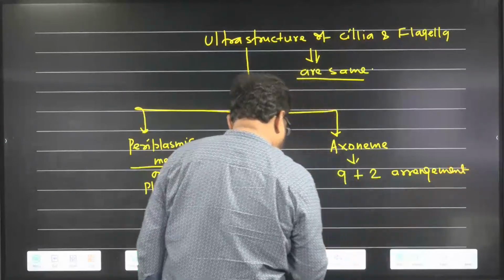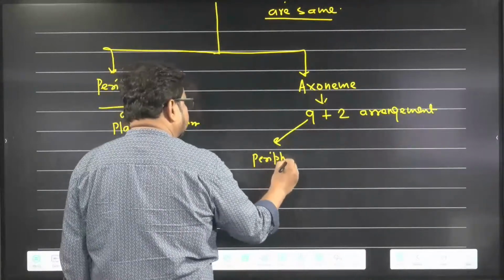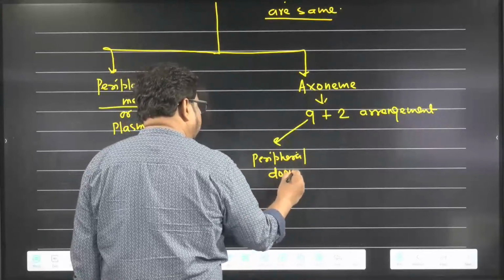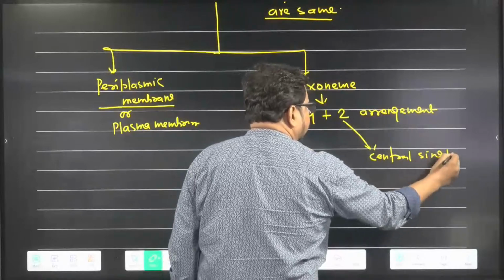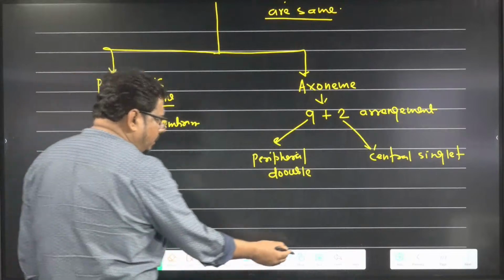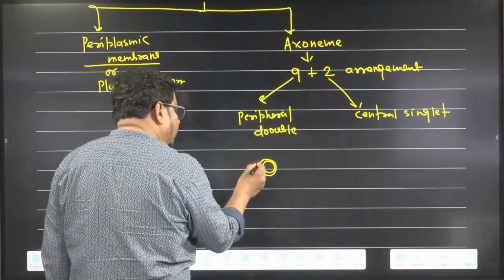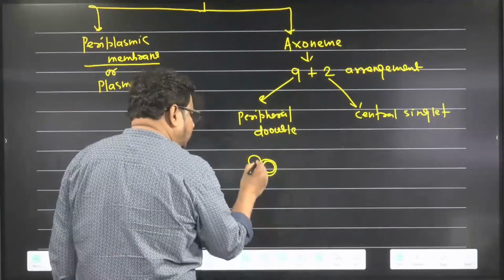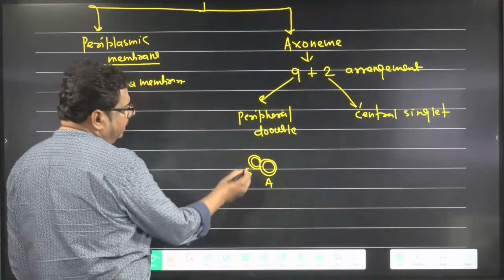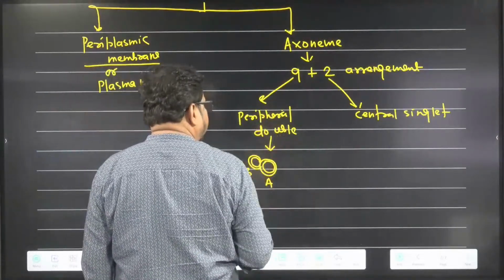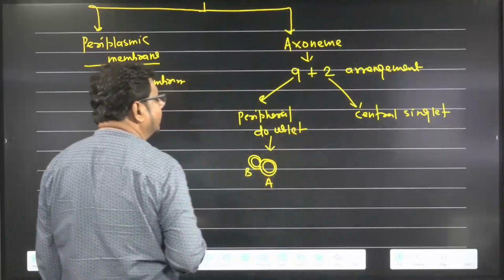What is in this 9+2 arrangement? 9 peripheral doublets are there, and 2 are central singlets. Got the idea? If we draw the structure of a peripheral doublet, it looks like this. It is one microtubule, and with it another microtubule also connects. This is the A microtubule, this is the B microtubule, and it is called a doublet.